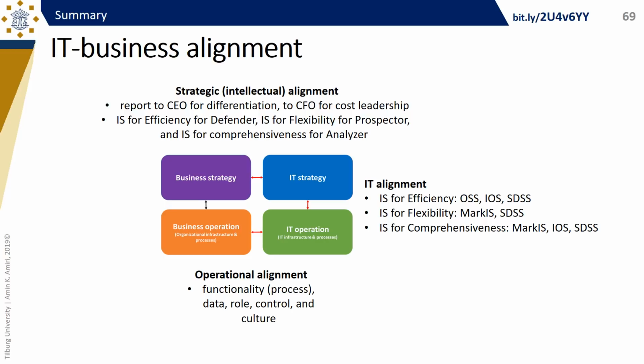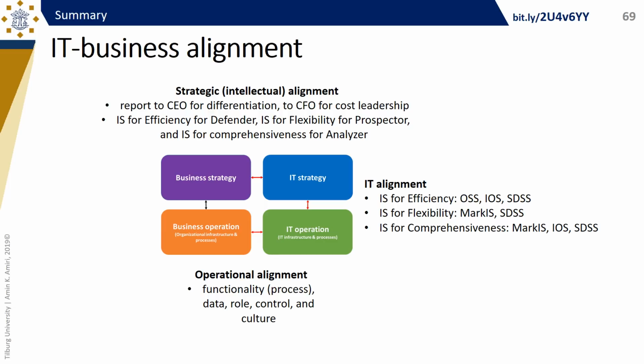As for IT alignment, which is about aligning IT strategy and IT operation, we learned that IS for efficiency requires high investment in operational support systems, interorganizational systems, and a strategic decision support system. On the other hand, IS for flexibility requires high investment in market information systems and strategic decision support systems. And finally, IS for comprehensiveness requires huge investment in market information system, interorganizational systems, and a strategic decision support system.